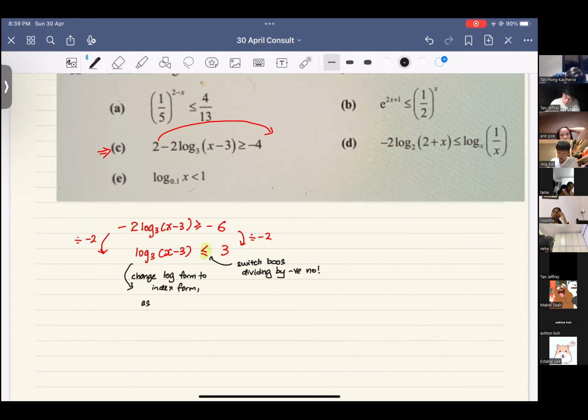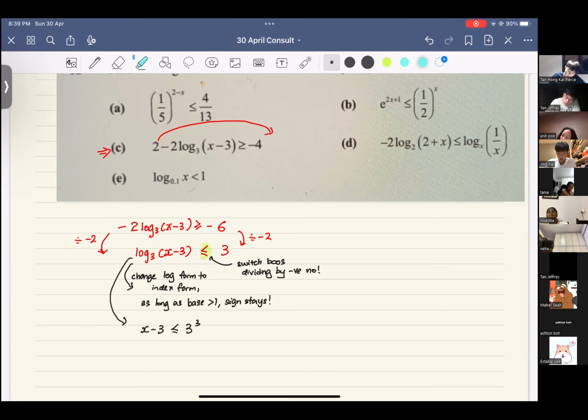As long as base is more than 1, the sign stays. The sign stays. Okay, meaning don't worry about the sign switching side. The sign stays. So from here, x minus 3 will be less than equals to 3 power 3.